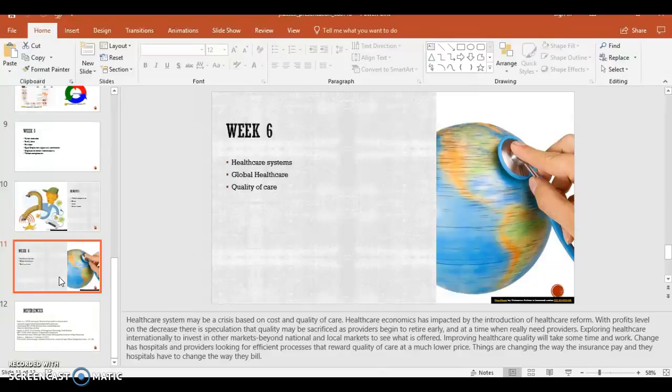Exploring healthcare internationally to invest in our markets beyond national and local markets to see what is offered. Improving healthcare quality will take some time and work. Change has hospitals and providers looking for an efficient process that will renew quality of care at a much lower price. Things are changing the way insurance pays, and the hospitals have to change the way they bill.